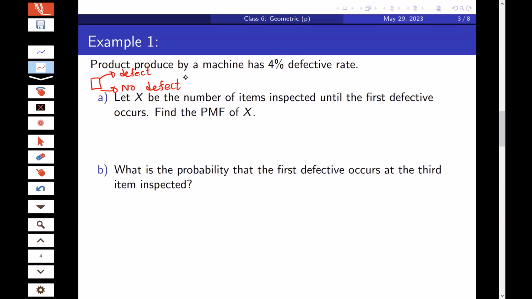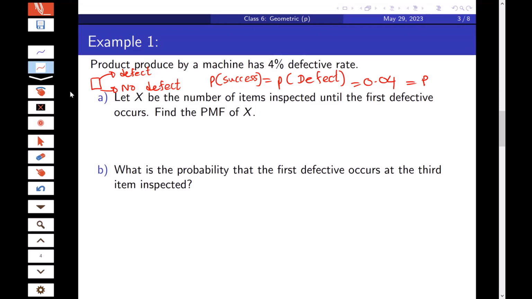And then here in this case, probability of success. So we are interested in getting a defect. Okay, so that means here the same as probability of defect is 0.04. So this is the parameter value for the probability mass function of the geometric distribution. So here x is the number of items inspected until the first defect occurs.